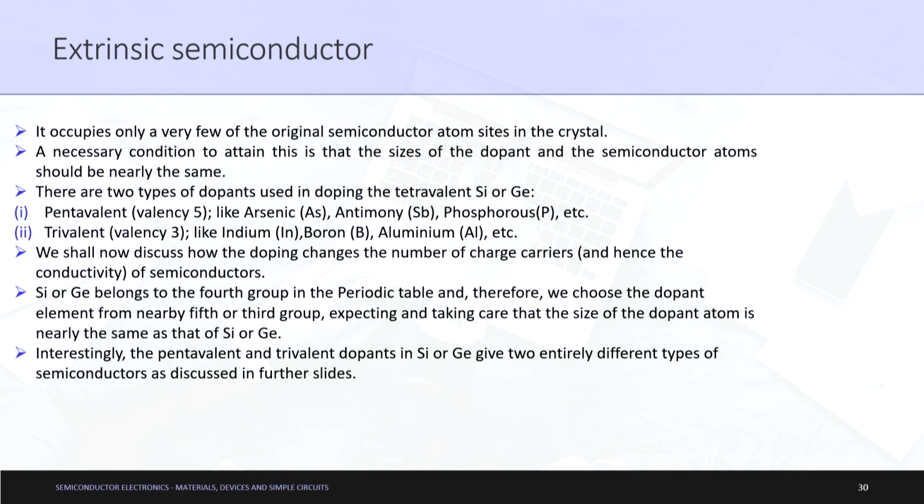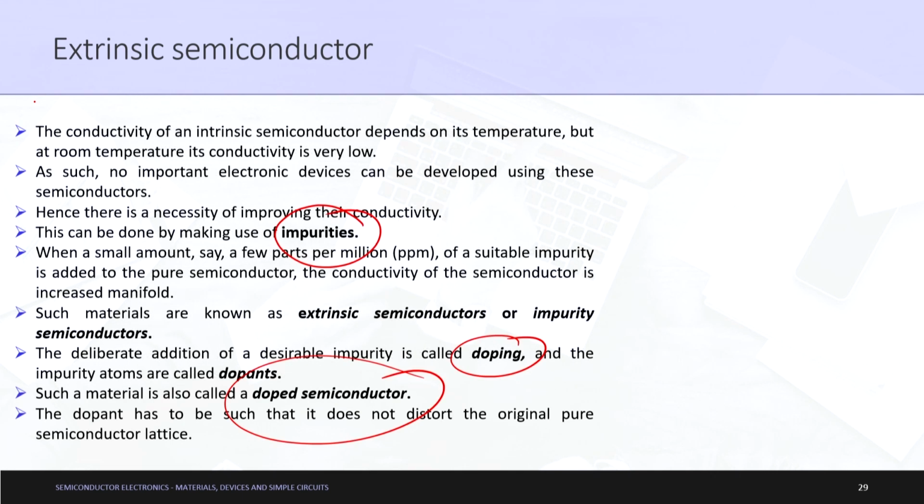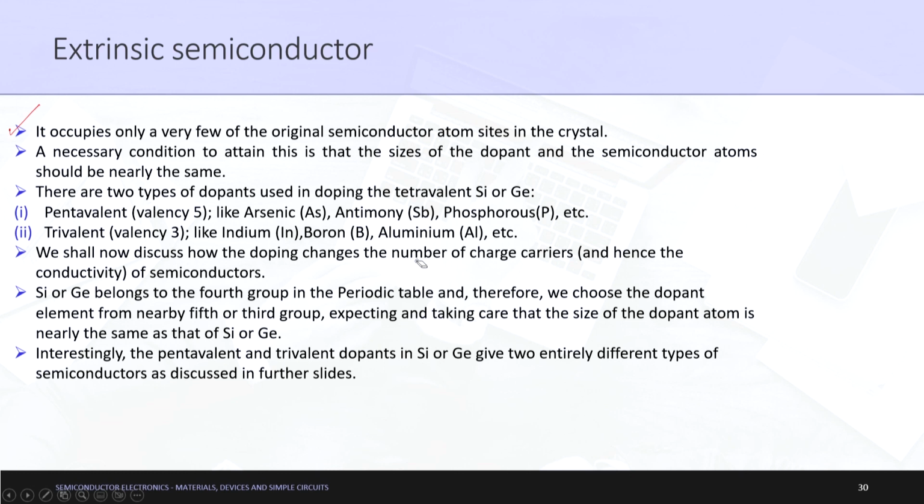So, it occupies only a very few of the original semiconductor atom sites in the crystal. Quite evident, as we also heard in the last part, that only a few parts per million are utilized as an impurity. A necessary condition to attain this is that the sizes of the dopant and the semiconductor atom should be nearly the same. This is very important. Why it is important, I will try to explain in subsequent slides.